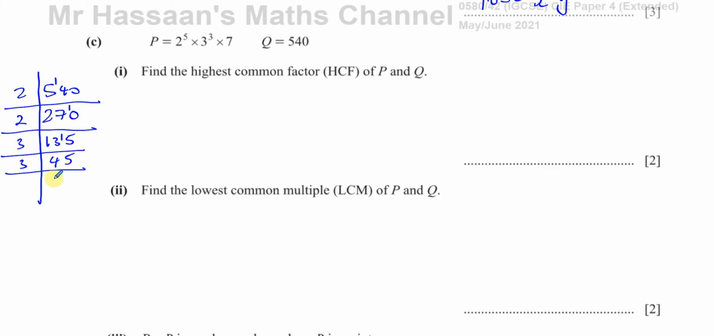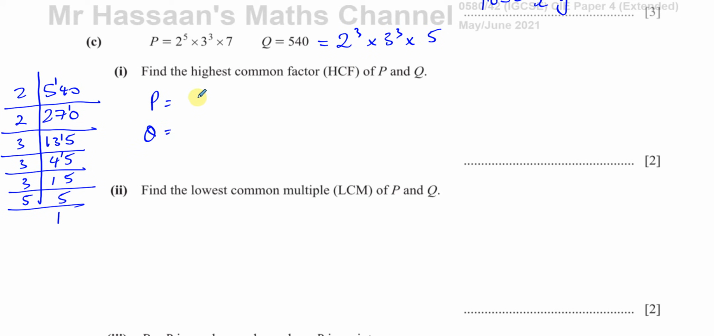3 goes into 45. 3 goes into 4 1 time, and into 15 5 times. Again, 3 goes into 15 5 times. 3 doesn't go into 5, the next prime number is 5, 5 goes into 5 one time, and we've finished. So I can say 540 is equal to 2 squared times 3 cubed times 5.